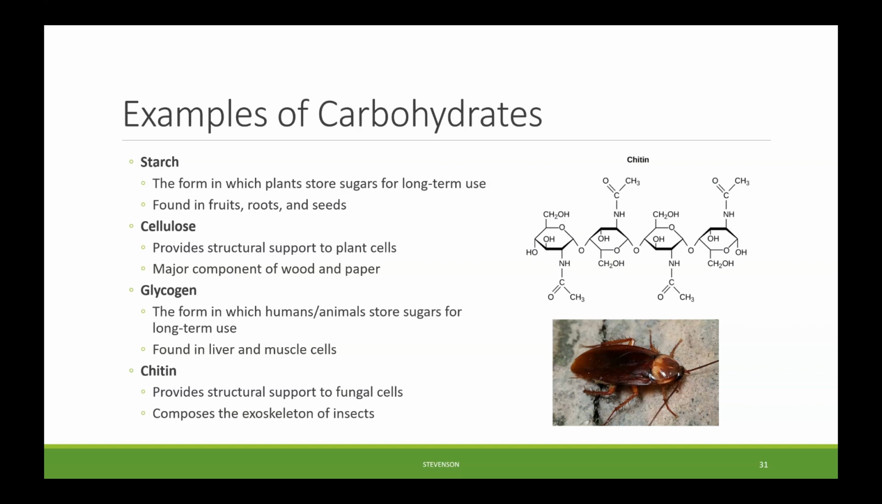And then the last example I have here is chitin. It's spelled like chitin, but it's pronounced chitin. Chitin is to fungus what cellulose is to plants. Chitin provides structural support to fungal cells, and it also plays an important role in insects as well. It makes up their exoskeletons. So if you've ever stepped on a cockroach and you've felt and heard that crunch under your shoe, that is the carbohydrate chitin that's being crushed underneath your shoe there.